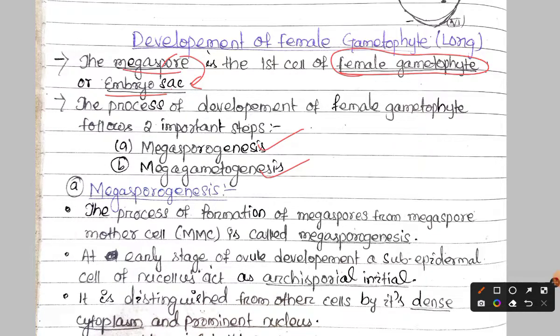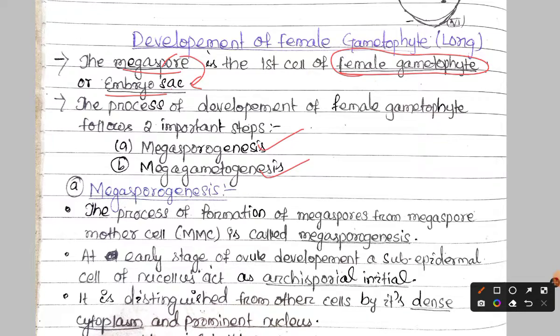The formation of the embryo sac or female gametophyte from the megaspore is known as female gametophyte development, and this process is completed within two important steps. One is megasporogenesis, another is megagametogenesis. This whole process occurs inside the nucellus.